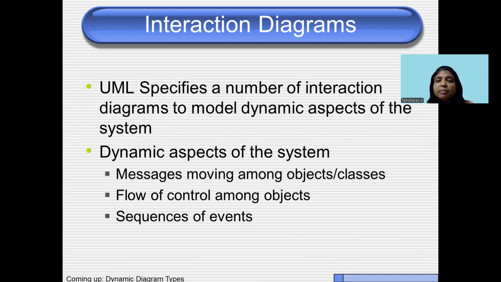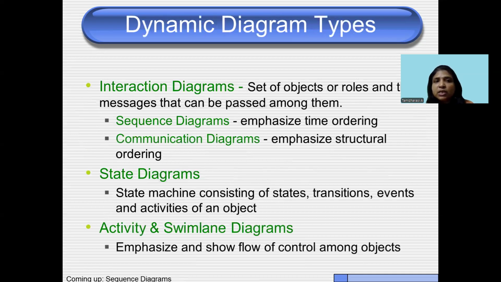When I say dynamic aspects, I mean the messages flowing among the objects, the flow of control among the objects, and the sequence of events. All this is represented diagrammatically, and that is what we call interaction diagrams.